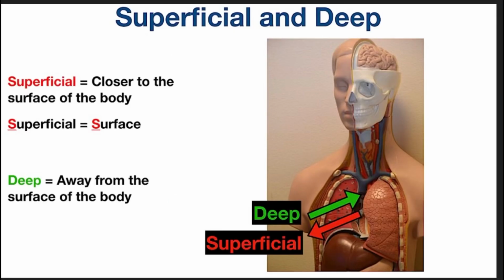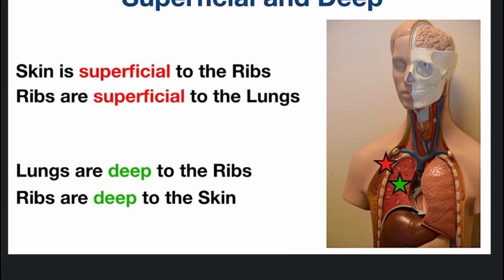Superficial means closer to the surface of the body, while deep means away from the surface of the body. The skin is superficial to the ribs, and the ribs are superficial to the lungs. The lungs are deep to the ribs, and the ribs are also deep to the skin. So you can use that to explain superficial and deep.